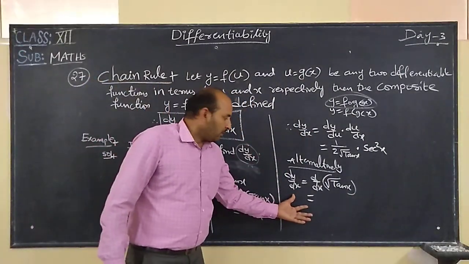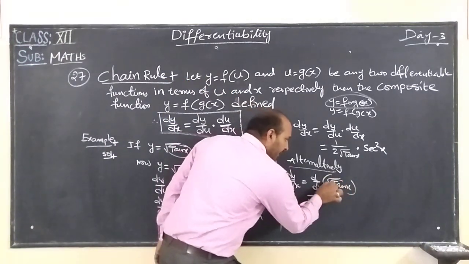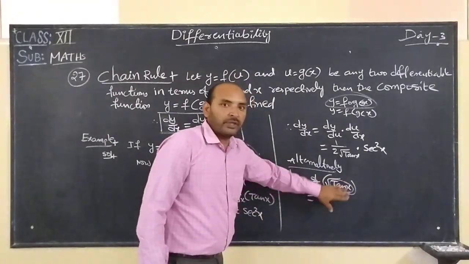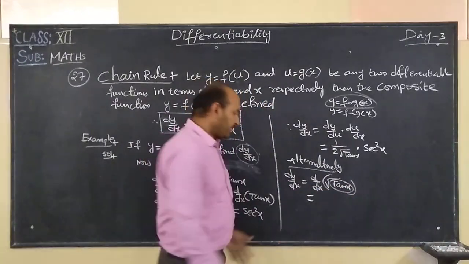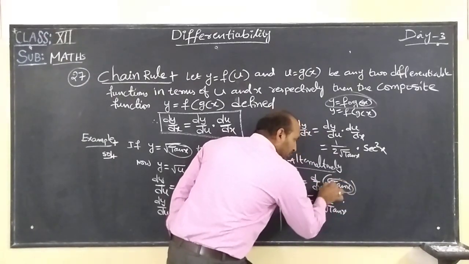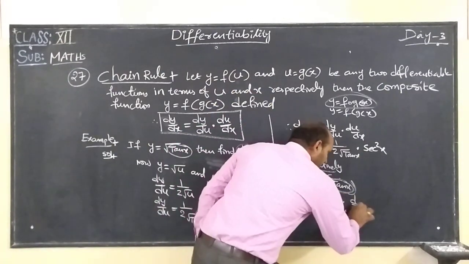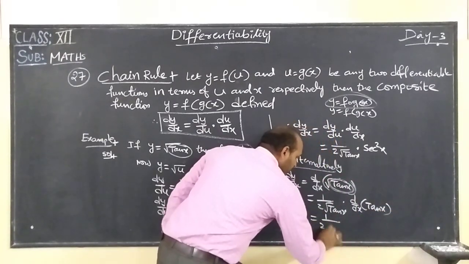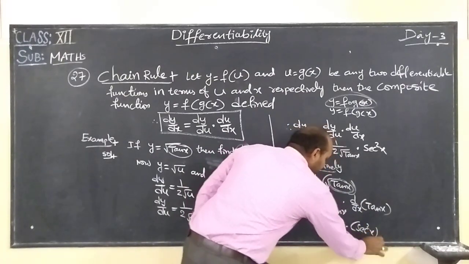By direct method you can write the alternative solution, d by dx of root tan x with respect to x. This is the root x form, and the derivative of root x is 1 by 2 root x. Instead of x, what is given here? Tan x. So 1 by 2 root tan x, and again do the inner function, that is tan x. Derivative of tan x is secant square x, so 1 by 2 root tan x into secant square x.